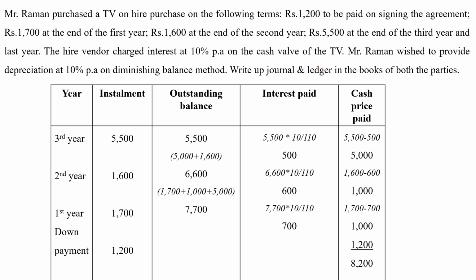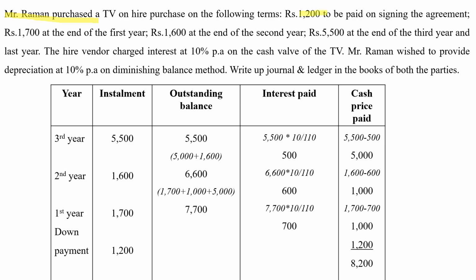Okay, now first let us see what all information is given in the question. Mr. Raman purchased a TV. So we all know that the buyer is called as the hire purchaser. In this question, Raman is purchasing, he is the buyer. So Mr. Raman will be the hire purchaser. The name of the hire vendor is not given, so he will be called as the hire vendor.